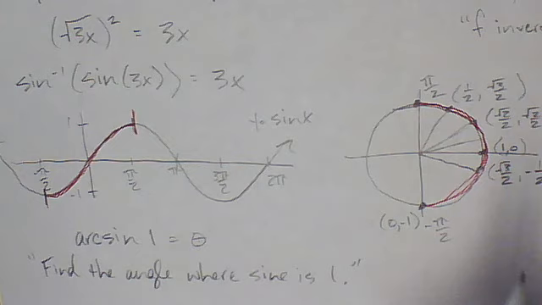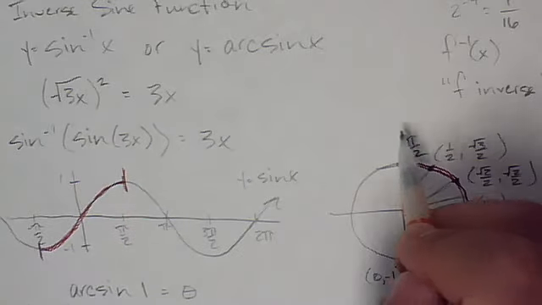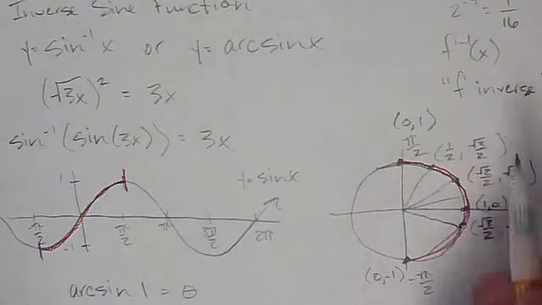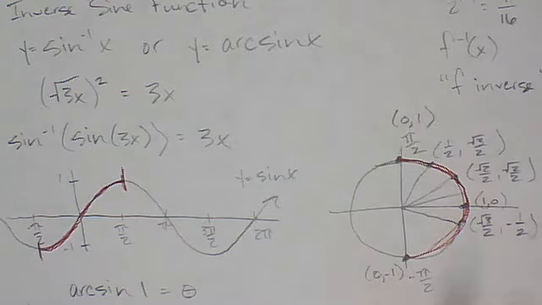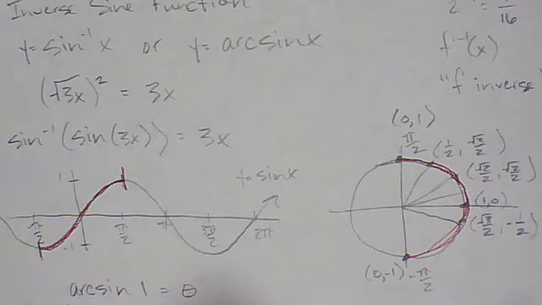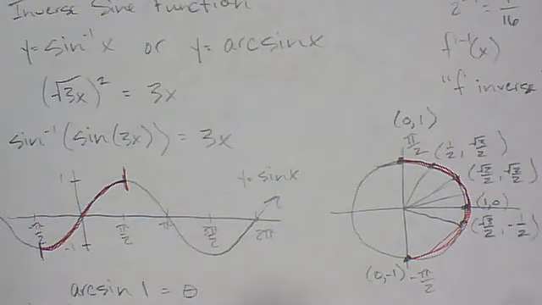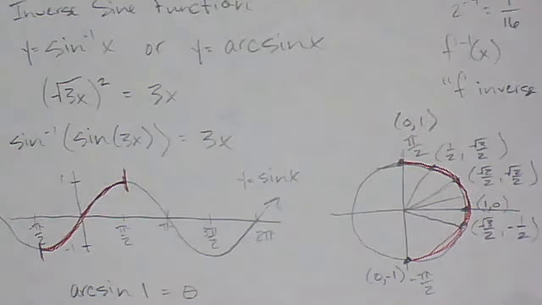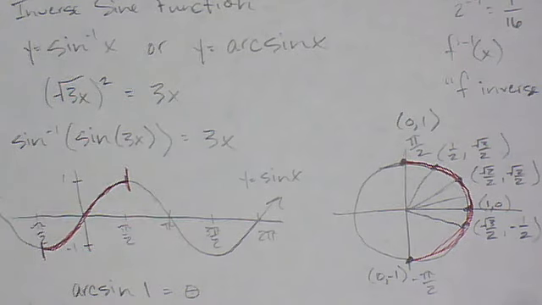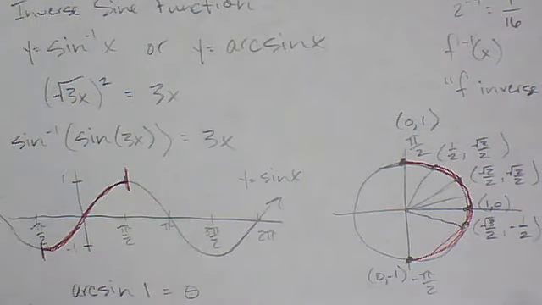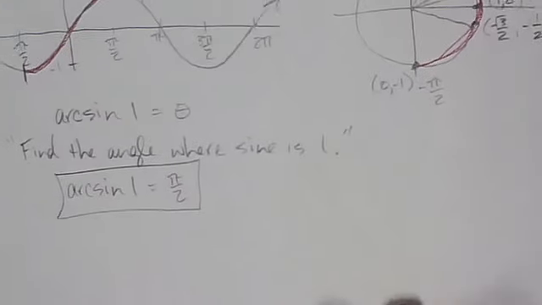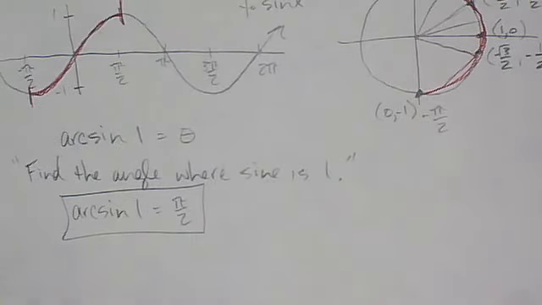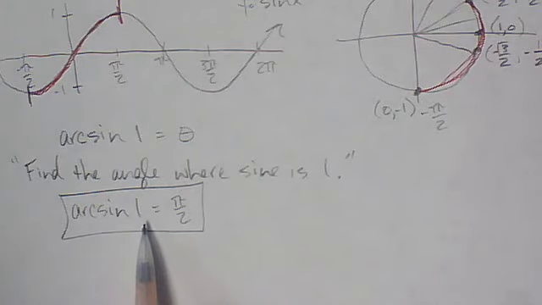So where is sine 1? Remember, sine is your y value. So right up there at pi over 2, the sine is 1. So arcsine 1 is equal to pi over 2. And that's how inverse trig works. Sorry, let me move that up for you. Arcsine 1 equals pi over 2.